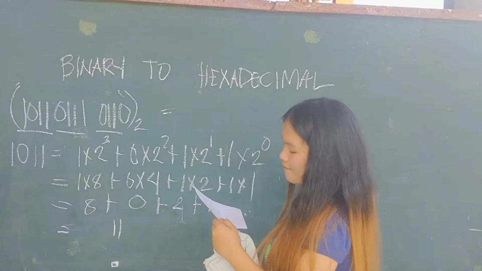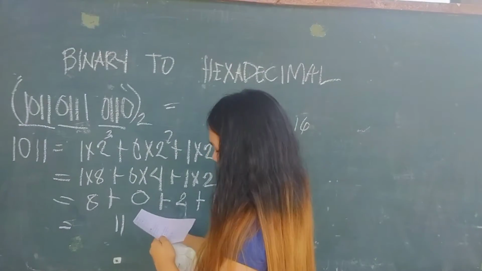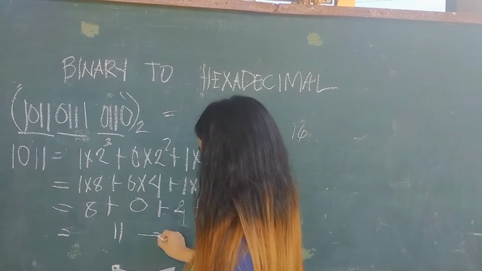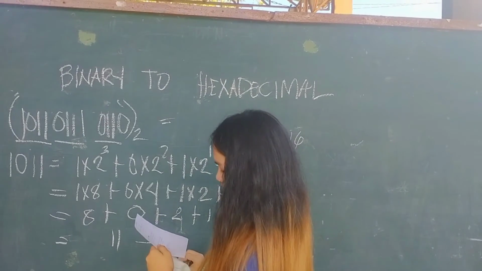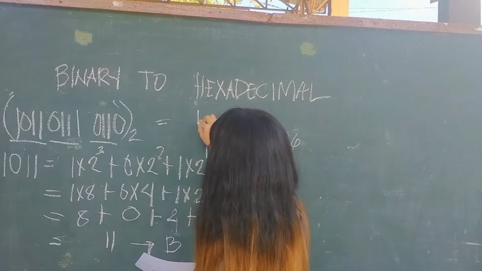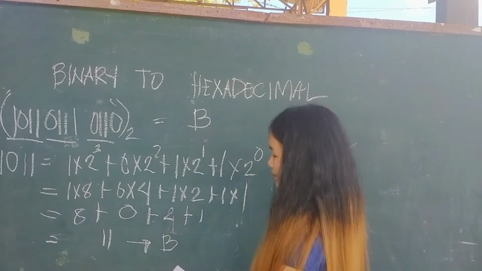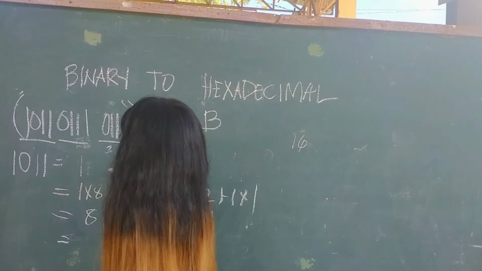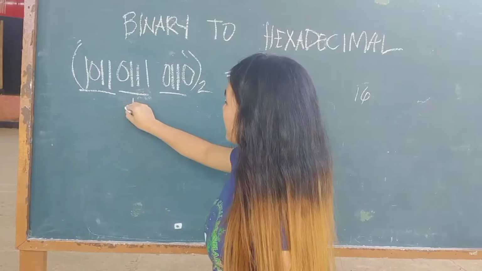So, the 11 in hexadecimal is equivalent to letter B. So, we put the letter B first. And now we will get this one.